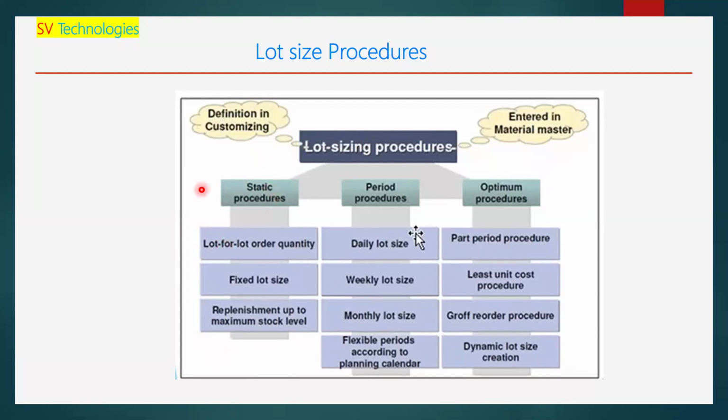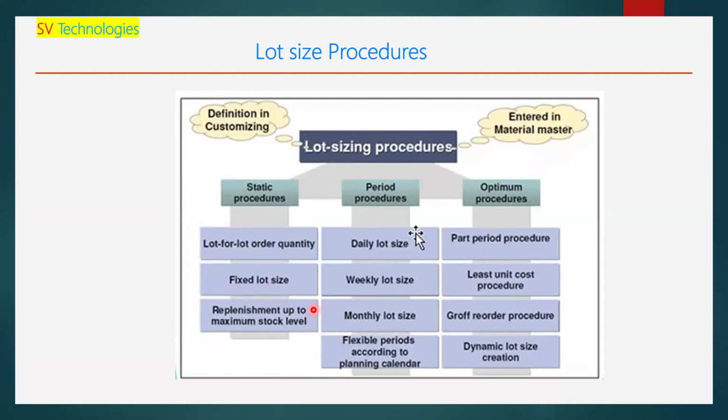Okay. So this is a part of static procedure. There is one more concept here: replenishment up to maximum stock level. Normally, I think industries won't use this; I have never come across it. Replenishment up to maximum stock level means that whatever maximum stock level they have in their warehouse or storage location, up to that stock level they can have a plan.